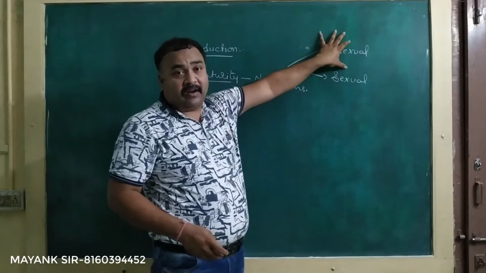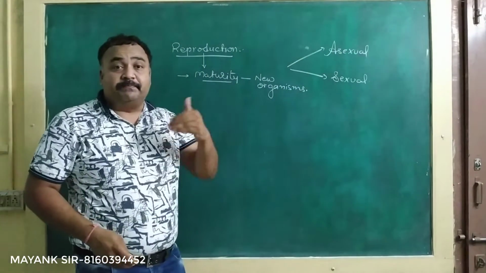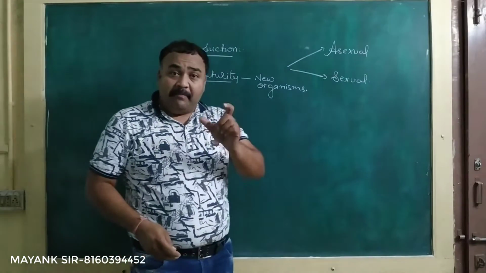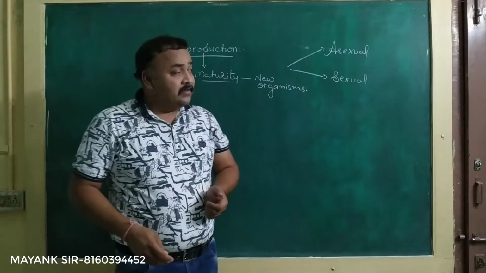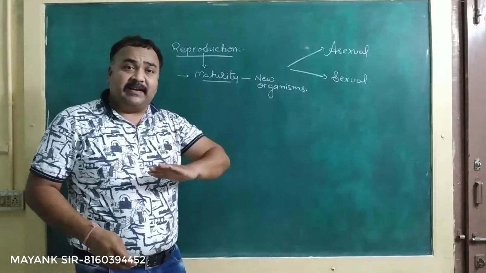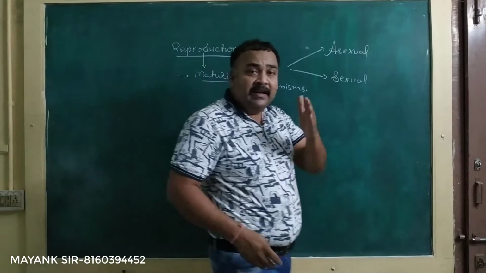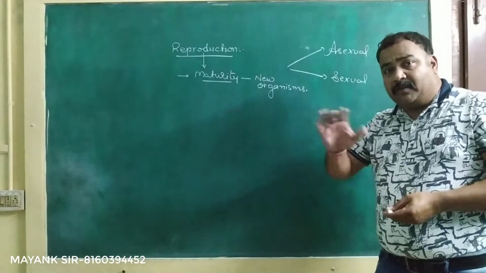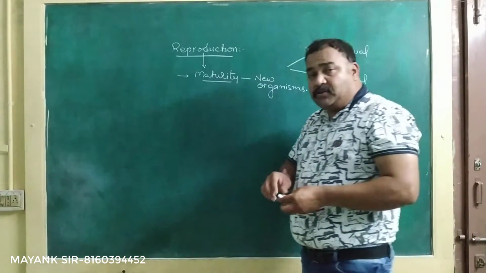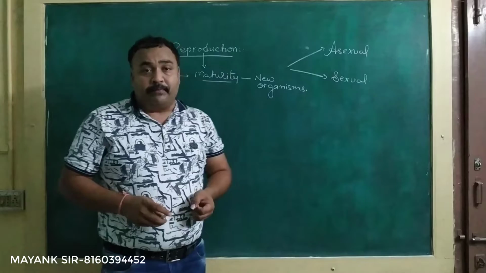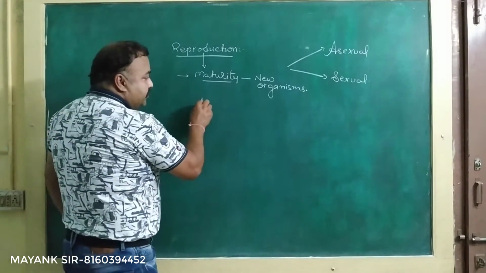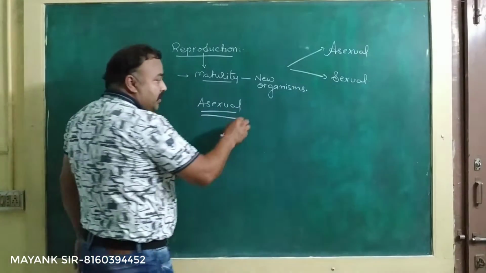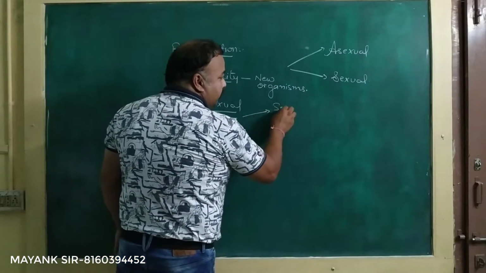Whereas in asexual reproduction, the organism is produced without the involvement of gametes, that means reproductive cells. So this is the basic difference between sexual and asexual reproduction. In sexual reproduction, the gametes or reproductive cells are produced by the parents, and in asexual reproduction, the gametes are not produced. Asexual reproduction can be classified into subtypes, for example, sporulation.